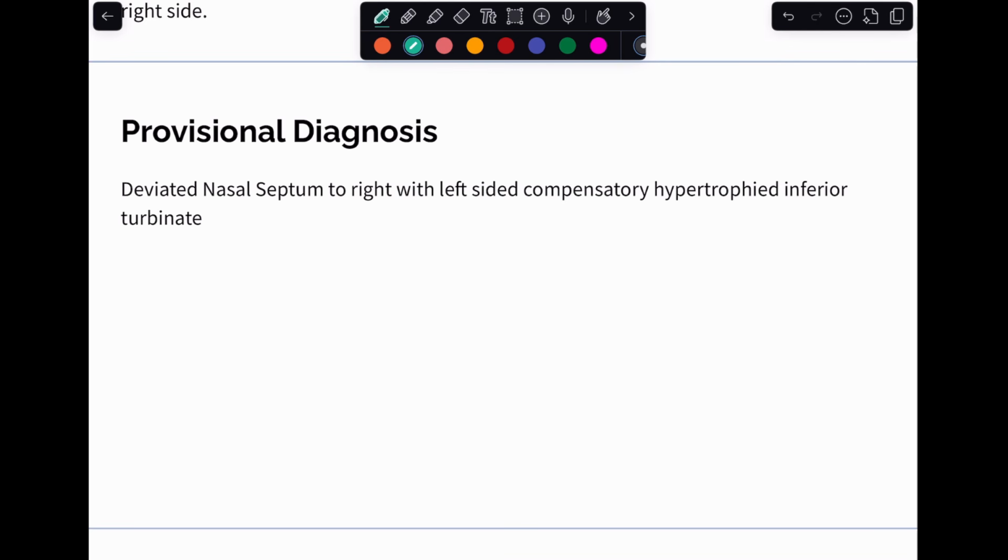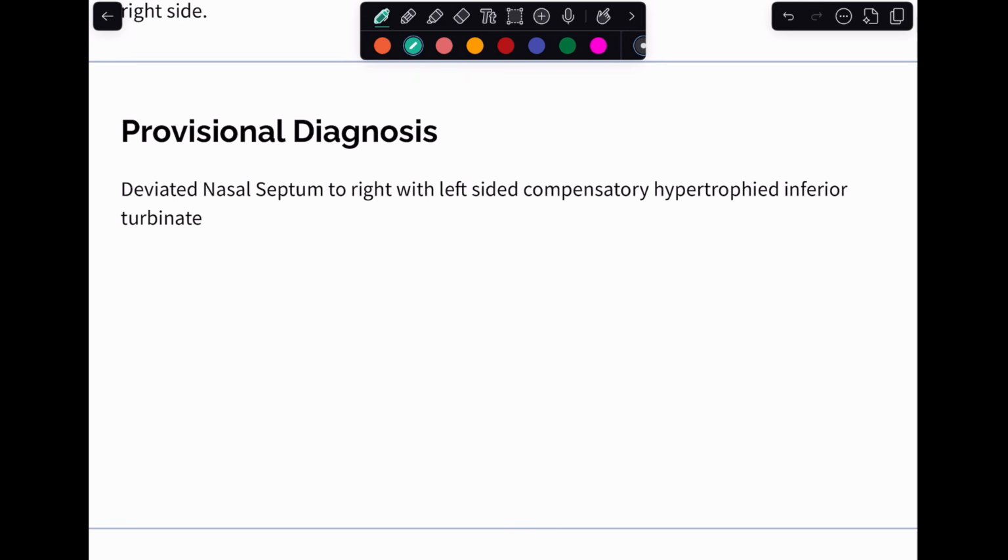And don't just mention that this is a case of DNS. Don't say it like that. You have to specify the deviated nasal septum to which side, and if there are any additional findings like left-sided compensatory hypertrophied inferior turbinate, or if there were any symptoms of rhinosinusitis, you could say acute on chronic rhinosinusitis or acute rhinosinusitis, whatever it is. You have to mention all of these things in your provisional diagnosis.